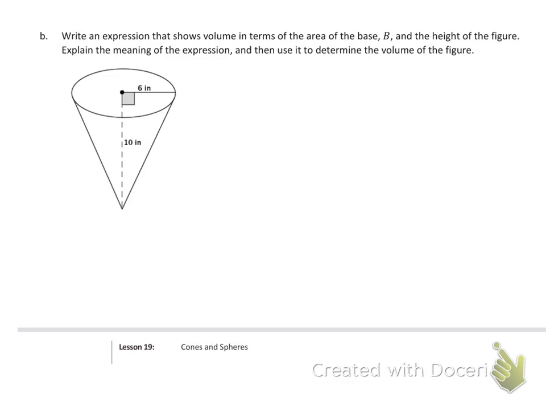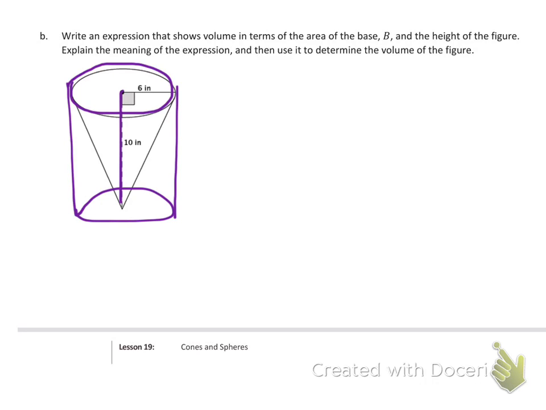Okay, so part B, write an expression that shows volume in terms of the area of the base and the height of the figure. Explain the meaning of the expression, and then use it to determine the volume of the figure. So notice that our area of the base is the same. It's a circle with a radius of 6 inches, and our height is the same because it's 10 inches. So this is a cone that would kind of fit right into that cylinder. So obviously its volume is less because we could draw the whole cylinder kind of around it right here.